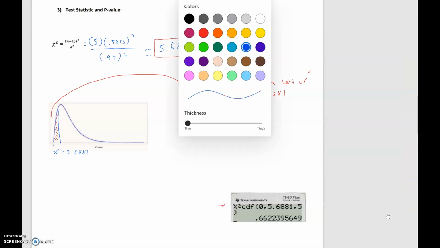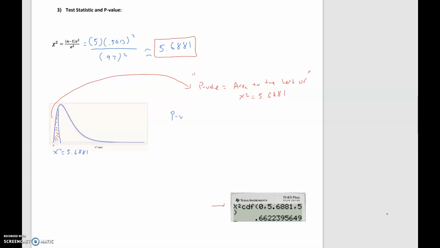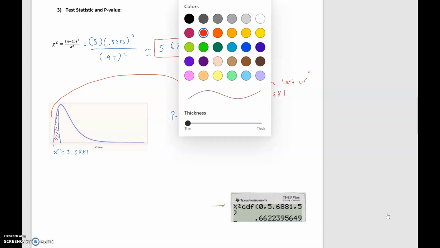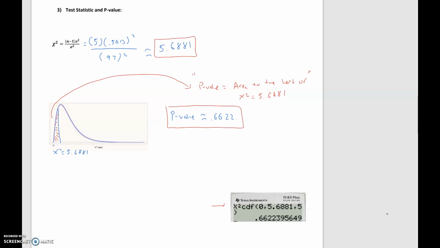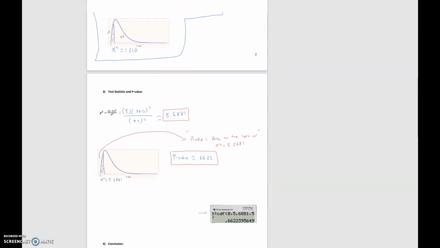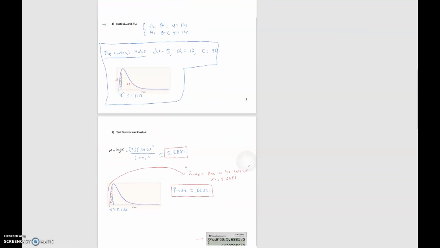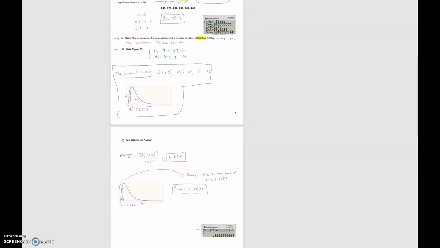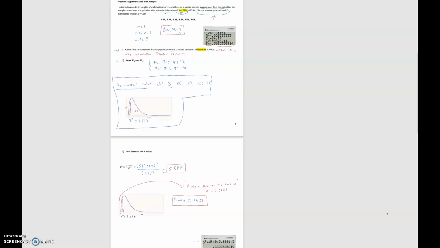Let me write it out as the p-value. In this case, the p-value is approximately 0.6622. I'm just going to carry it to a total of 4 decimal places. Let me back up a little bit for this particular one. We don't technically need the critical value because they're requesting the p-value approach. So from stating the hypotheses, you can jump to the test statistic and then directly go to the p-value.